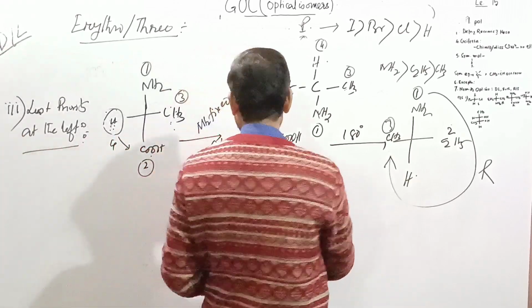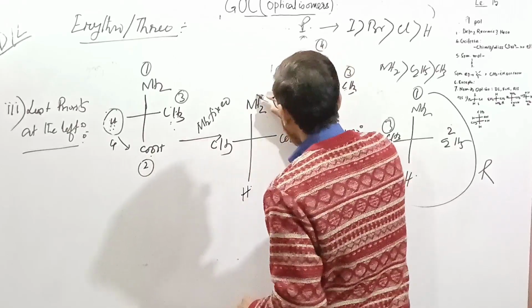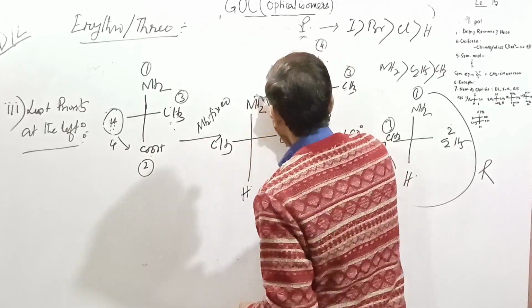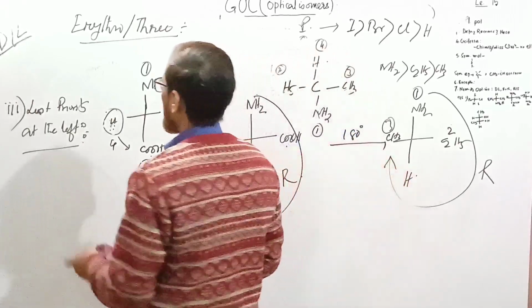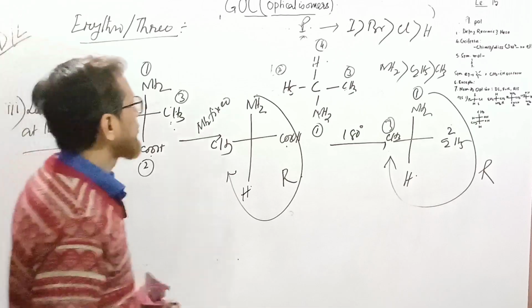Now you see what happened. This is 1, this is 2, this is 3. Again you are getting this. You have got R configuration. So case number 3 is over.